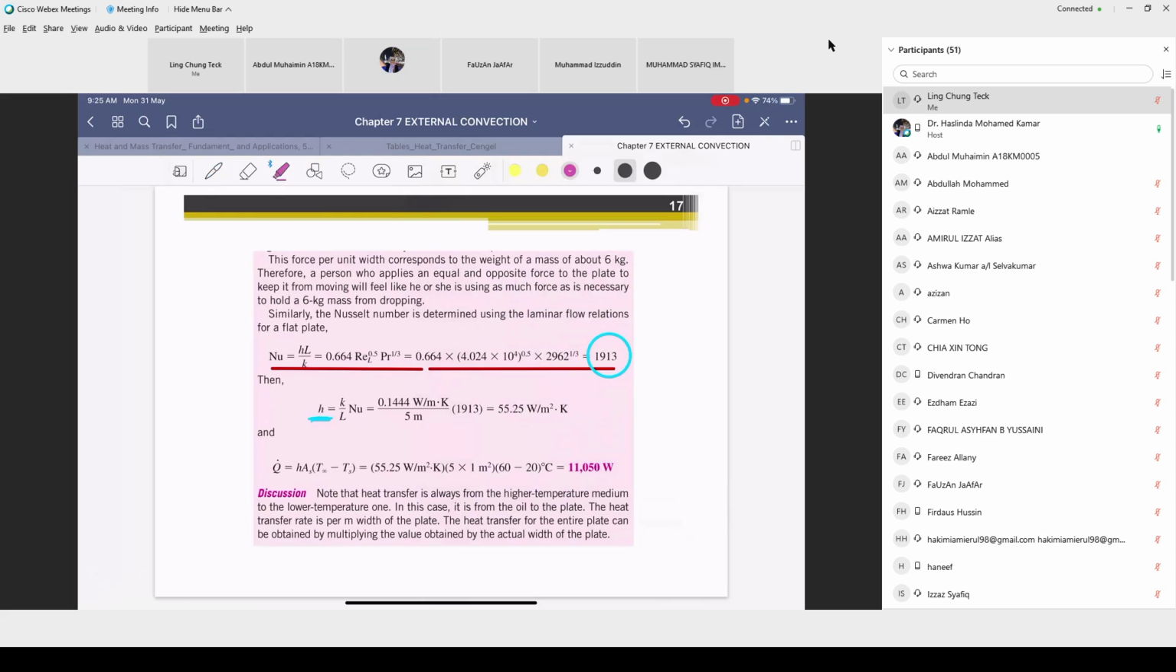Okay. Saya senang je kalau yang chapter ni lah. Okay, this is your h value. The unit is watt per square meter Kelvin. And then finally from there you can use this value to calculate your heat transfer rate over the plate. That is 11,000 watt. Senang kan? Senangnya saya rasa.